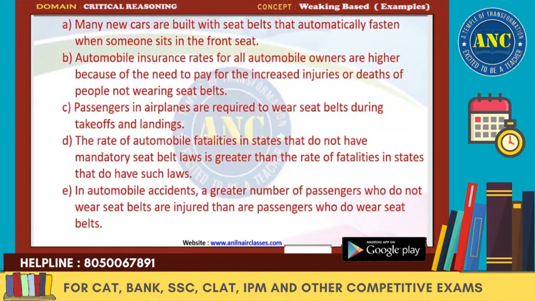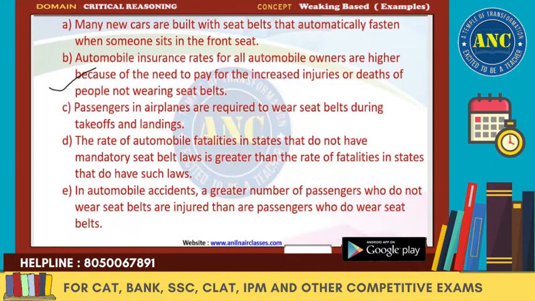If you look at the options, option B, automobile insurance rates for all automobile owners are higher because of the need to pay for the increased injuries or deaths of people not wearing seat belts. Now, this option shows that the decision does harm others. Hence, option B is the right answer. Option A.